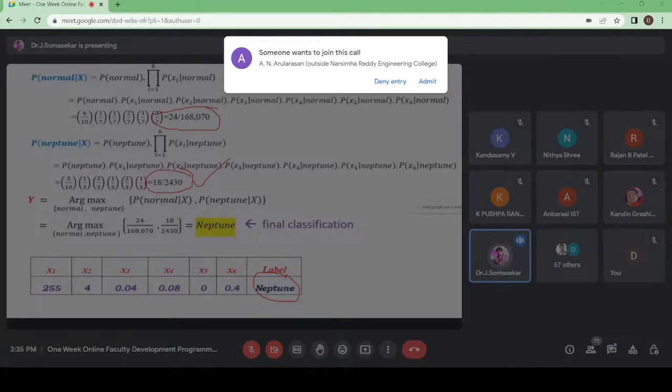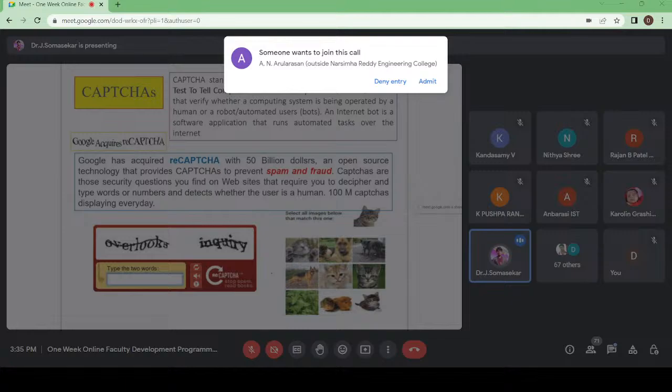Here I applied a Bayesian classifier. Maybe you can apply KNN, support vector machine, or decision tree, or maybe random forest, depending on the application. Maybe this I'm skipping.